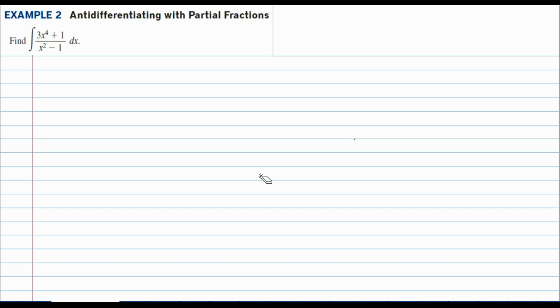Now you may notice the degree in the numerator is greater than the degree in the denominator. That doesn't work with partial fractions. We need it to be the other way around. We need the degree in the numerator to be less than the degree in the denominator. So we're going to use long division to help us write that out.